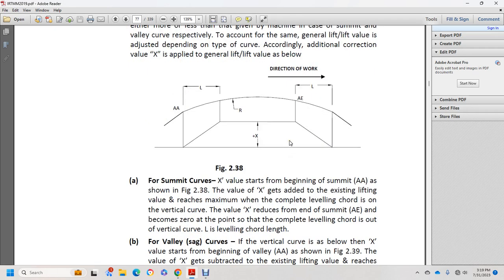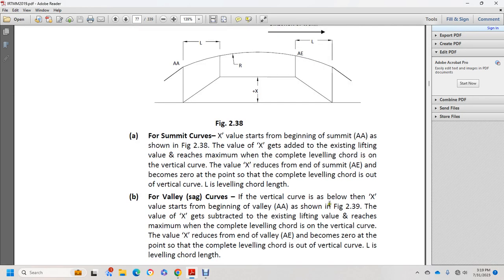For summit curves, X value starts at the beginning of the summit, double A, as shown in figure 238. With the value X gets added with the existing lifting value, it reaches the maximum at the completing level of the chord. In the vertical curve, the X is reduced to the end of the summit, M becomes 0 at the point of complete leveling of the chord side of the vertical curve. L is the leveling chord length.